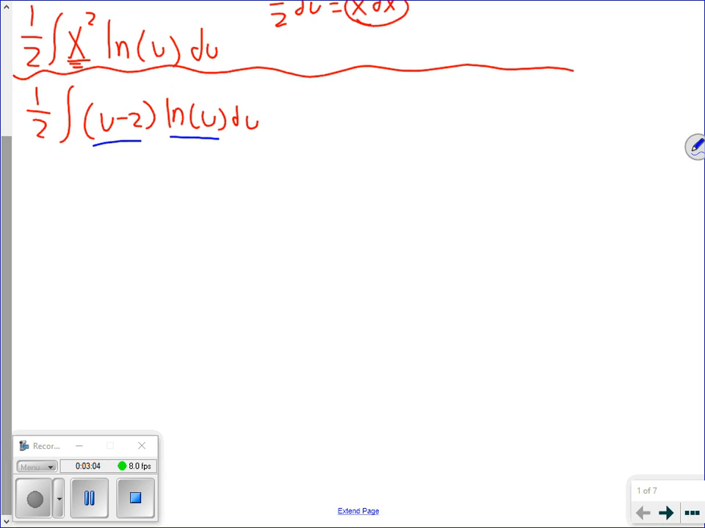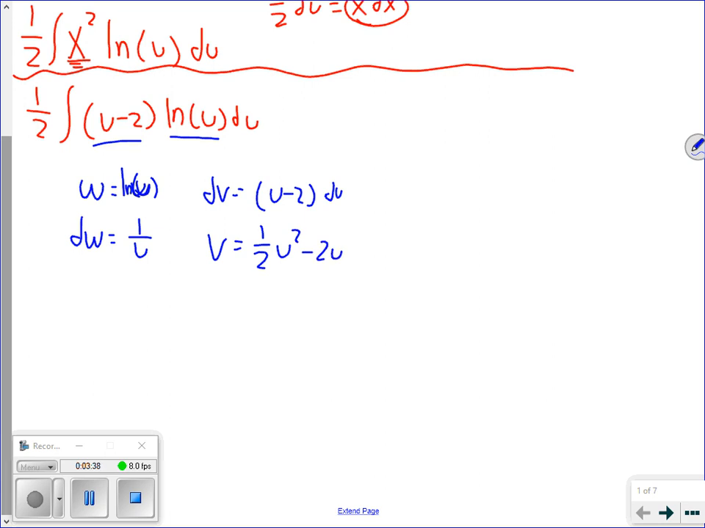And since I've already used the letter u here, I'm going to use w and v instead of u and v. I'm going to say w is ln of u. That makes dw 1 over u. I'm going to make dv that u minus 2 du. So then if I integrate that, v is simply 1/2 u squared minus 2u.